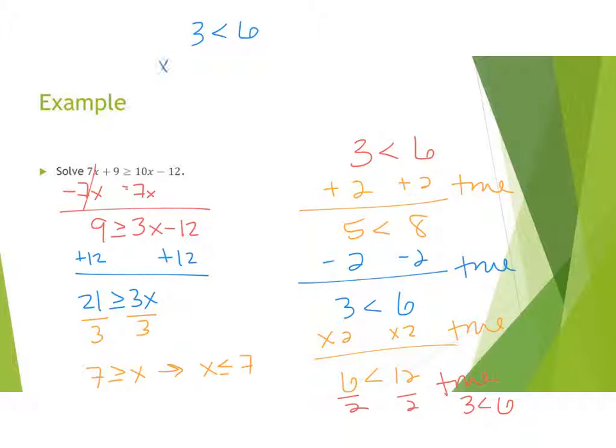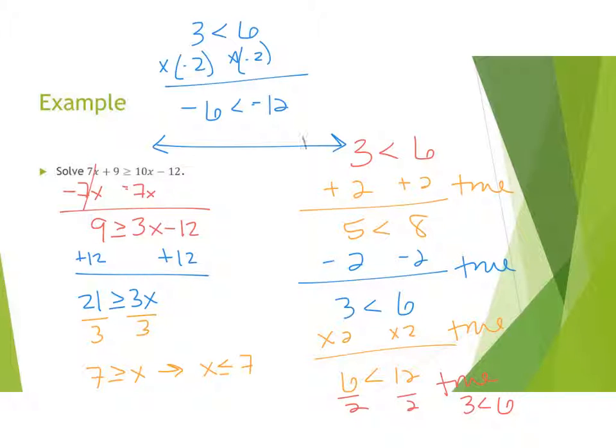What if I multiplied by a negative number? So I'm multiplying by a negative number. I get negative 6 is less than negative 12. Is negative 6 less than negative 12? It's not. If you're thinking about it on a number line, if that's 0, there's negative 6, down here is negative 12. Negative 6 is not less than negative 12. That's false.